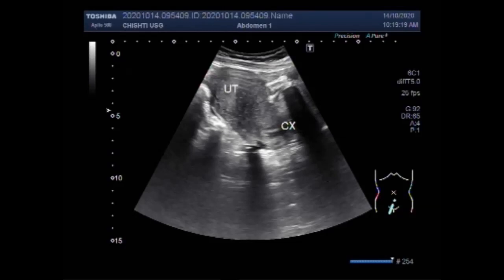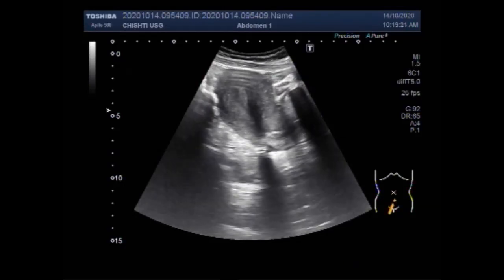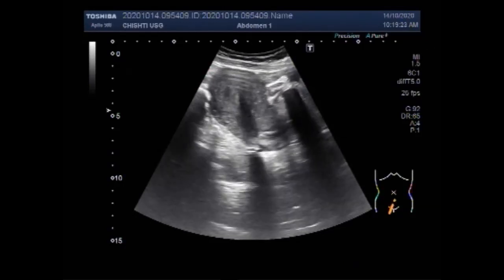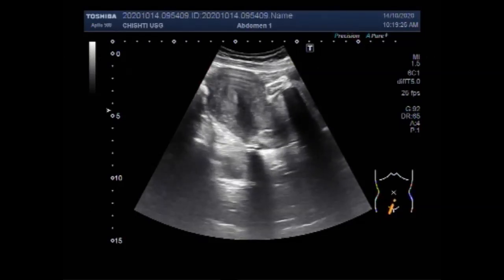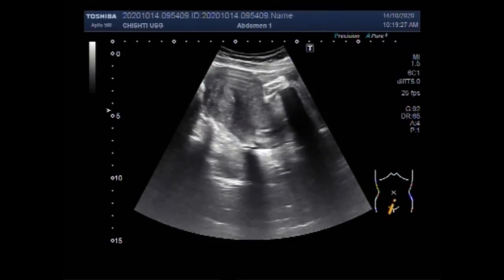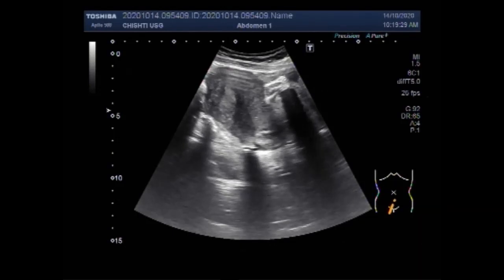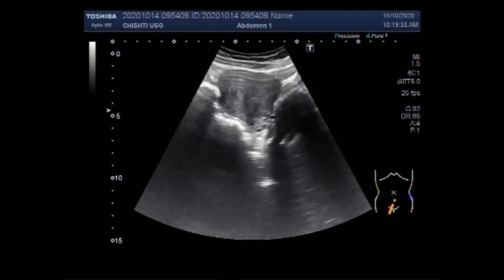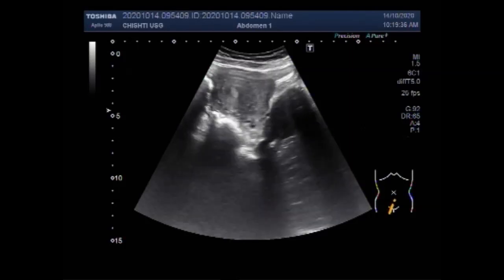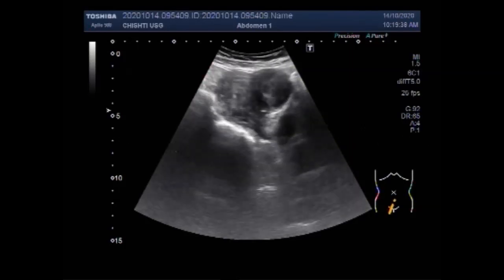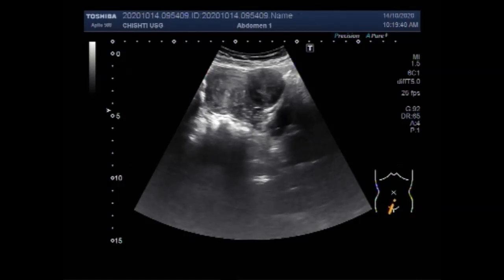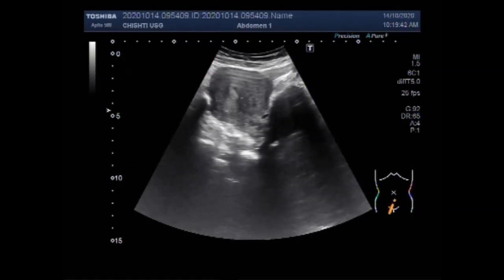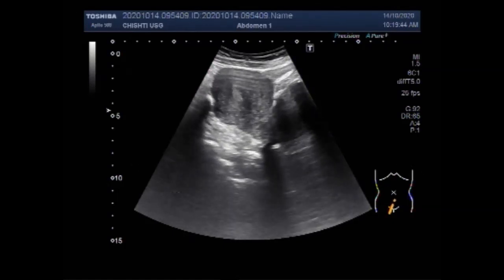Now you are going to see the uterus, and you can see the cervix is dilated, and there is a casting shadow in the cervix. That is a pessary inserted by a lady doctor, a gynecologist, due to the prolapse of the uterus.